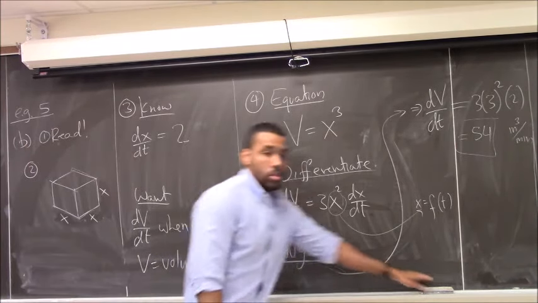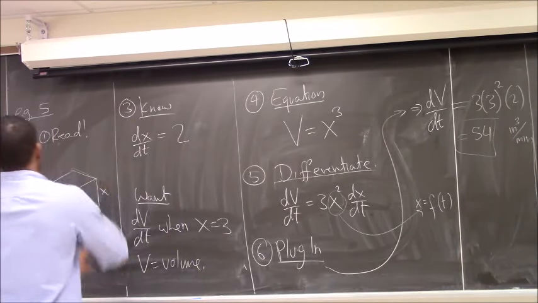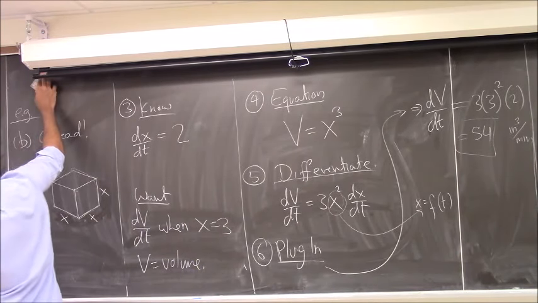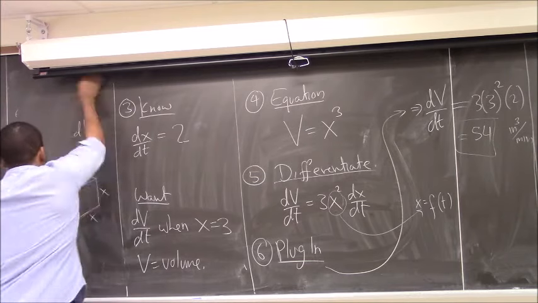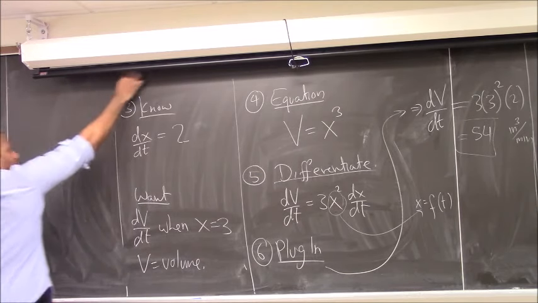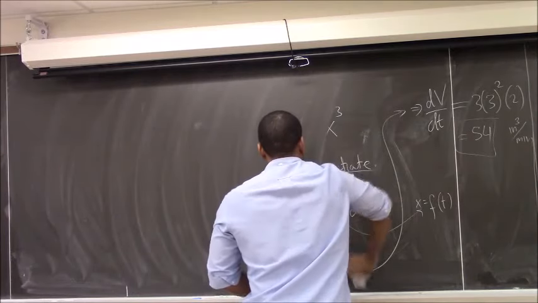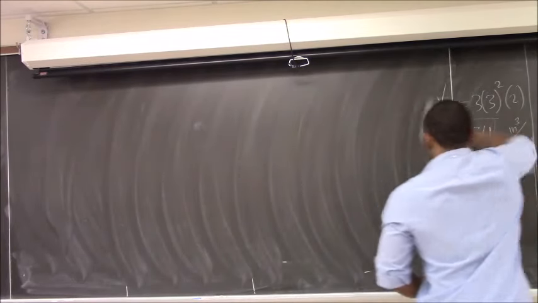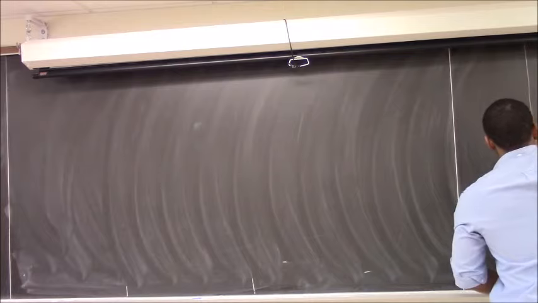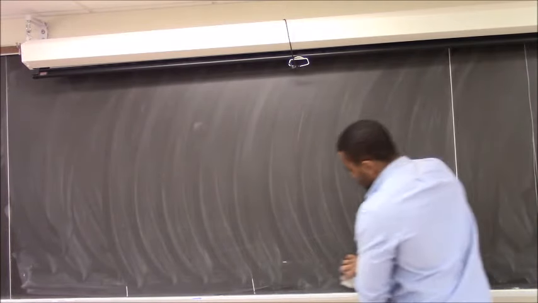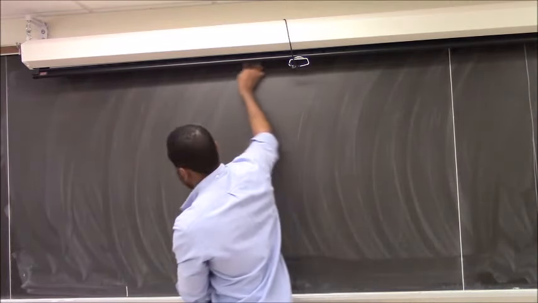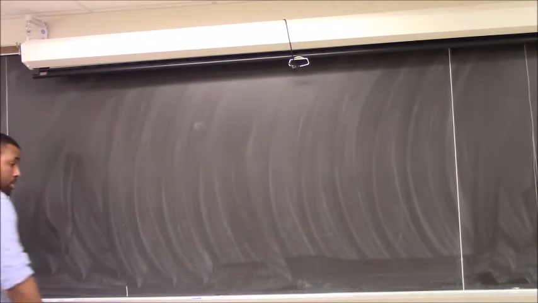Other questions? Okay, last example, example 6. Yeah, so with related rates, your t is the independent variable. It's always going to be time, the independent variable.